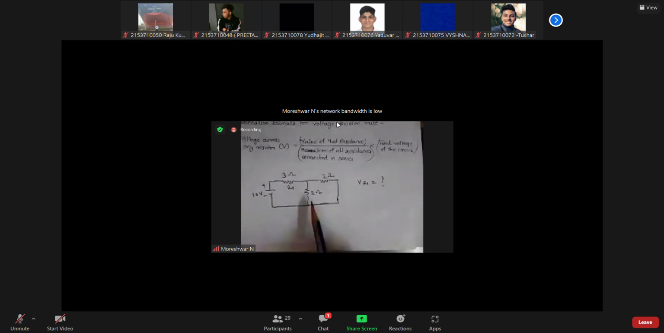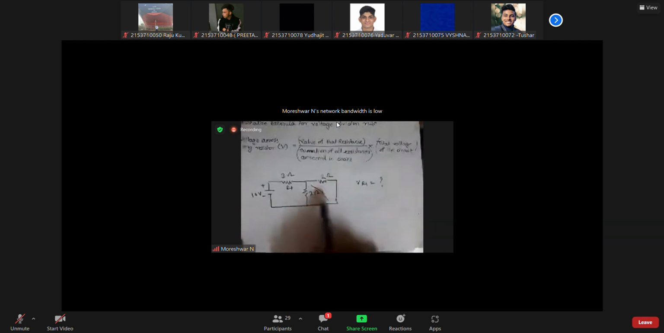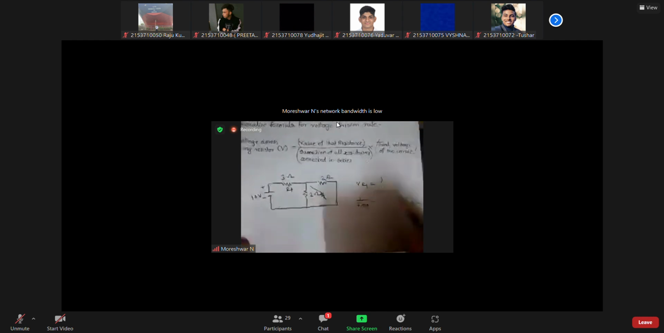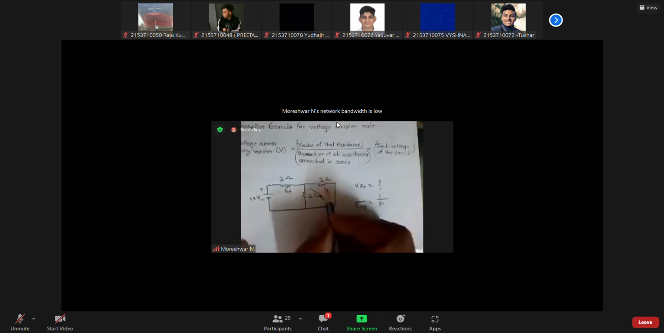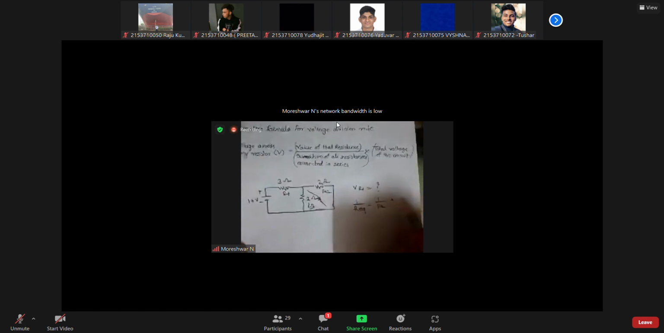So in this circuit, what is happening? This 2 ohm resistor and another 2 ohm resistor, these two resistances are in parallel. So very first, you want to calculate the equivalent resistance of this 2 and 2. So for that, you know the formula for calculation. 1 upon R equivalent is equal to 1 upon R2 plus 1 upon R3.